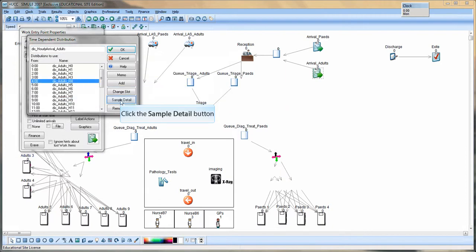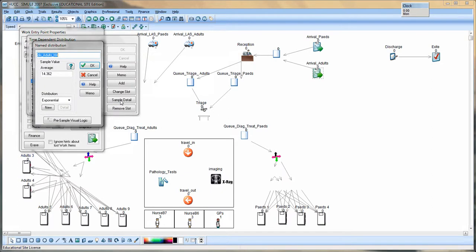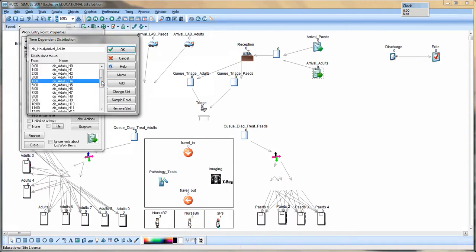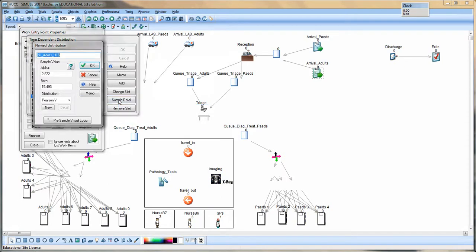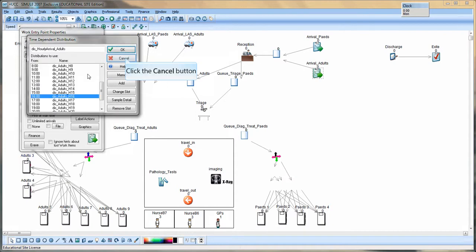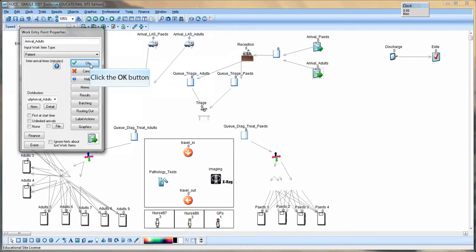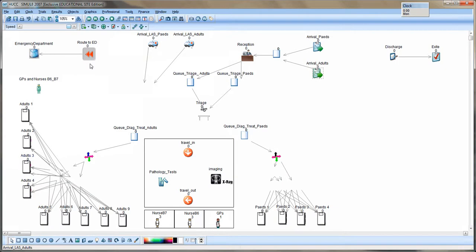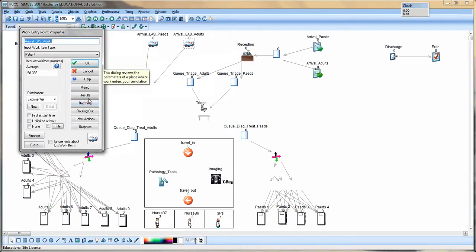At 4 o'clock in the morning, it is an exponential with an average of 1436. Another example, at 4 o'clock in the afternoon, it's Pearson 5. It is the same thing for peds. However, for ambulance conveyances, we have defined the distribution for 24 hours.